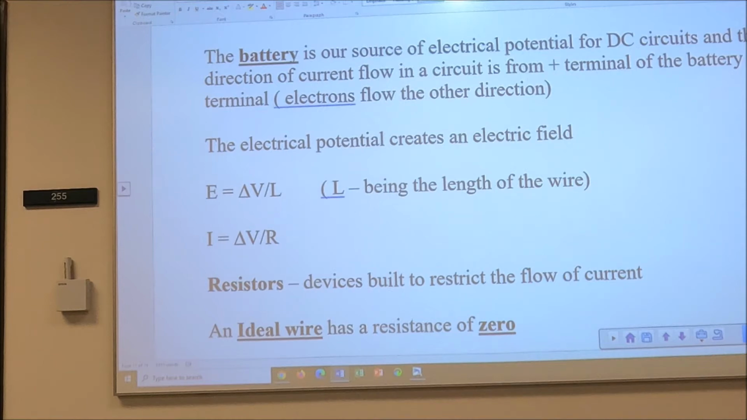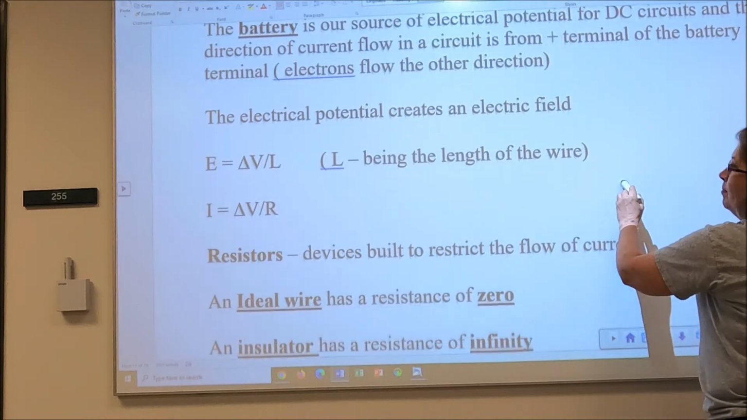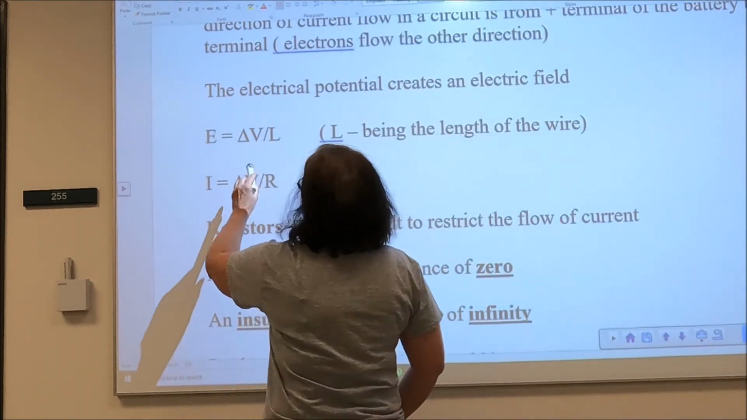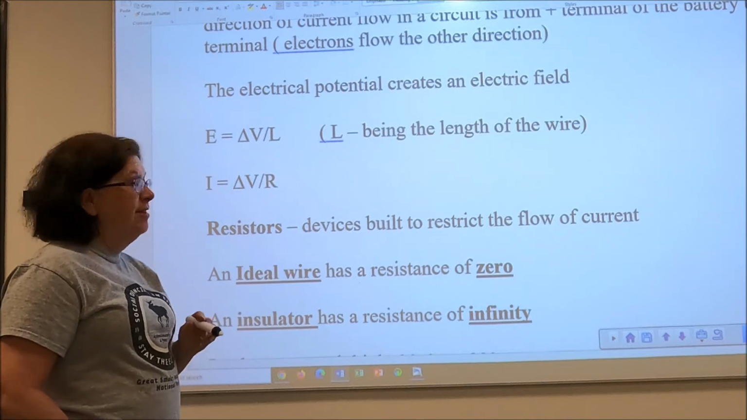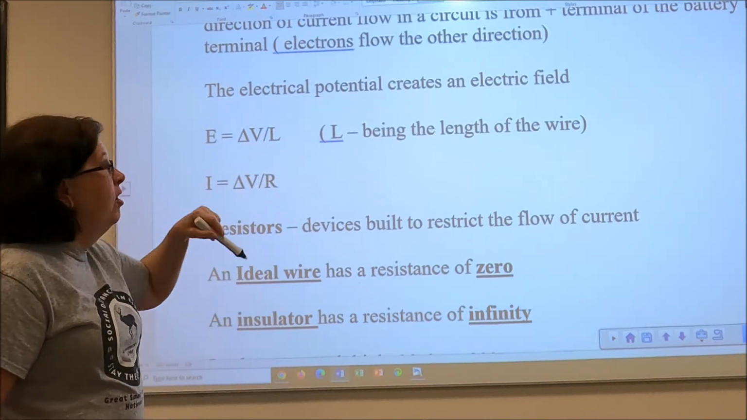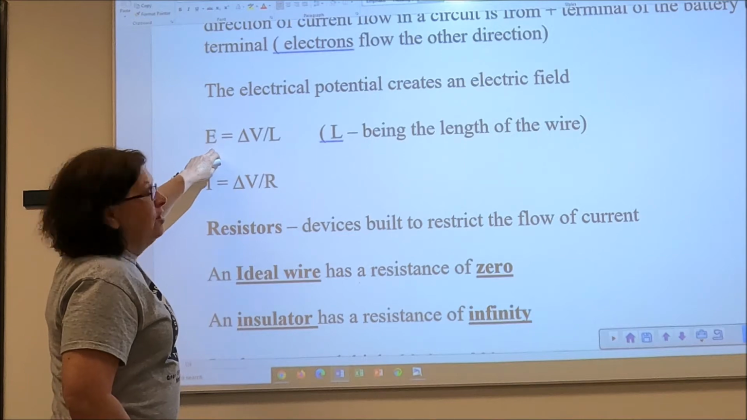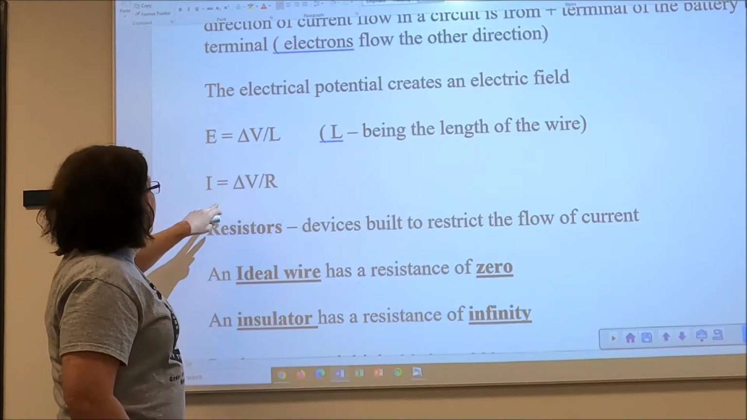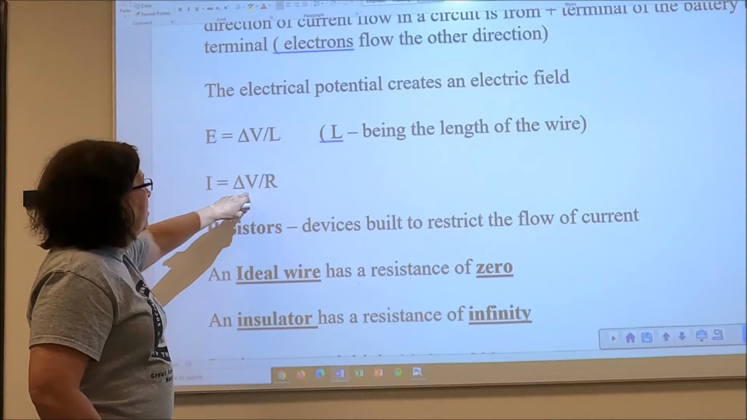And a battery is what we call a DC component. DC stands for direct current, which means the direction of the current flow is always going to be from the positive terminal to the negative terminal. Electrons flow in the opposite direction. Now, the electric field created by a battery is going to be equal to delta V divided by L, where L is the length. So if I have a wire, the longer the wire, the weaker the electric field is going to be.